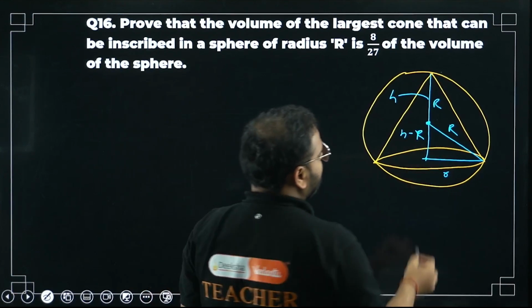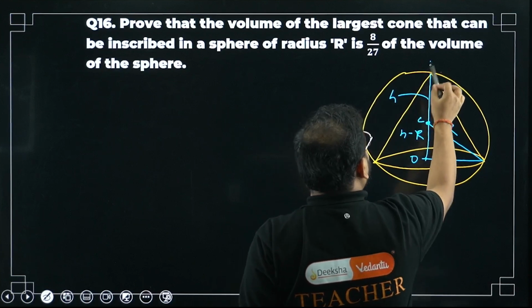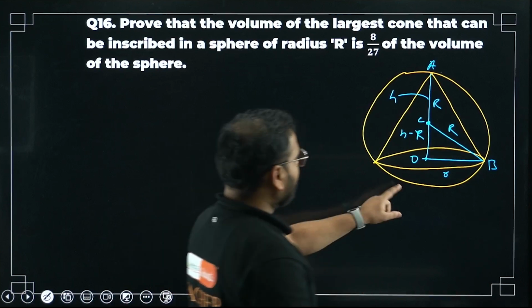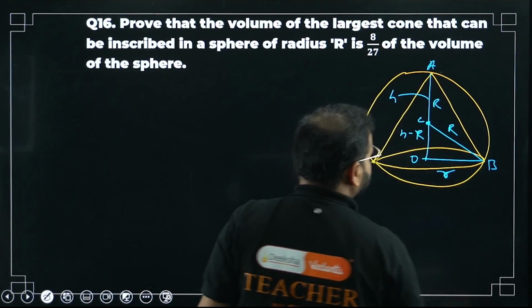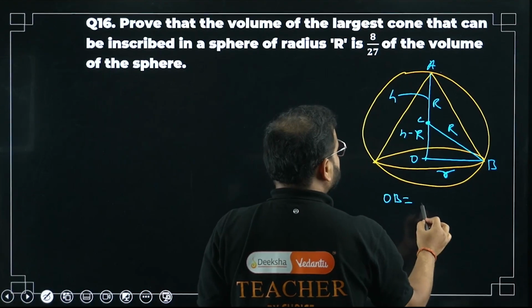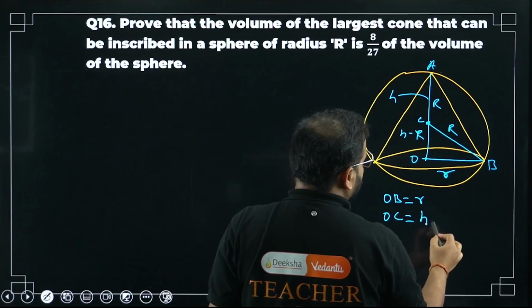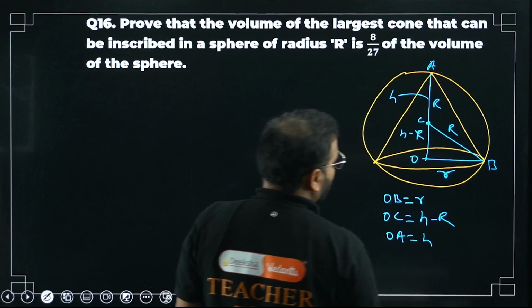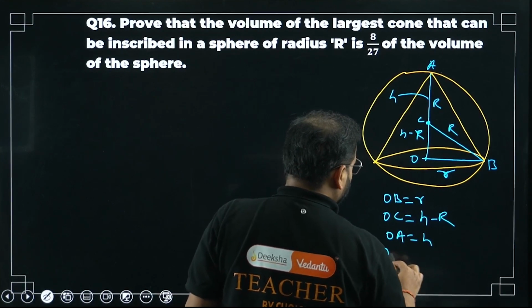Let me write it like this. Let's say this is O, this is C, this is A, and this is B. This is the radius R. OB is R. If you want, I can write it over here. OB is small r. What else? OC is h minus R. OA is h, and AC and BC are radii of the sphere.